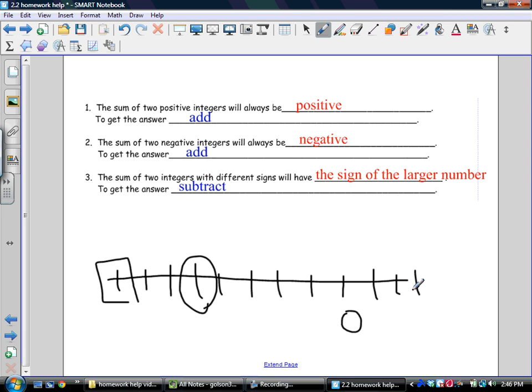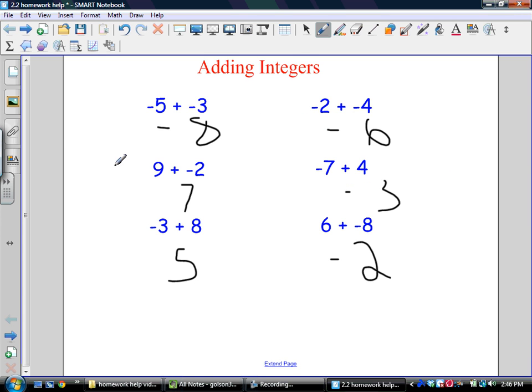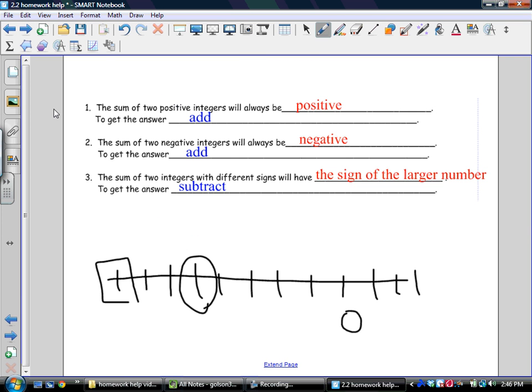Now to get the answer for these, we actually end up subtracting. If you look back at this, 9 minus 2 is 7. 8 minus 3 is 5. 8 minus 6 is 2. And 7 minus 4 is 3. And again, that's because on the number line, they're going in opposite directions.